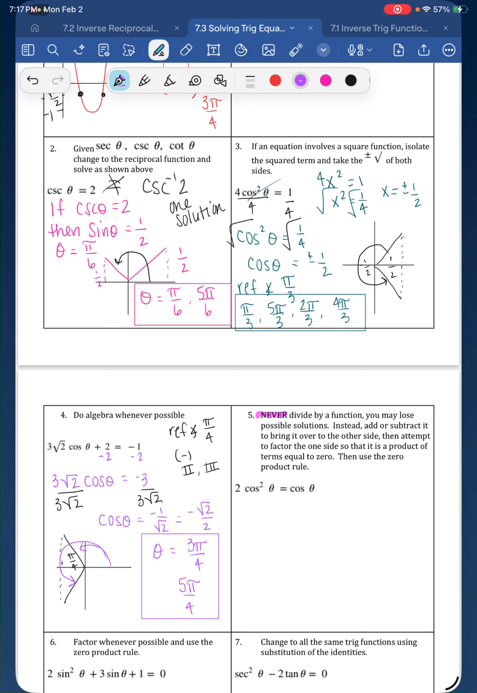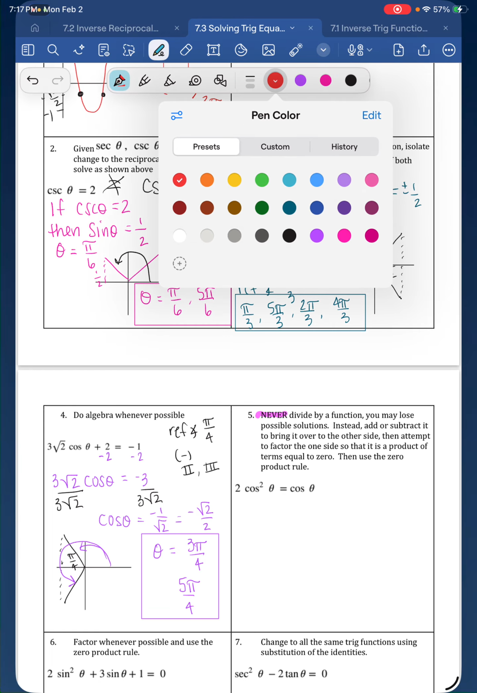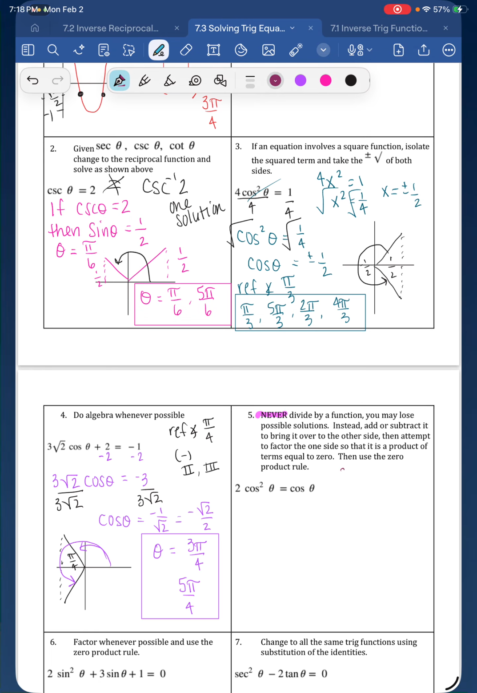So treat this as if it were quadratic, as if it were x instead of cosine. So if this said 2x squared equals x, the degree of this problem is 2, right? 2 answers. If you divide both sides by x, and you tell me that 2x equals 1, you've now changed the degree. The degree went from 2 to 1. No, no, no. Instead, subtract cosine from both sides.